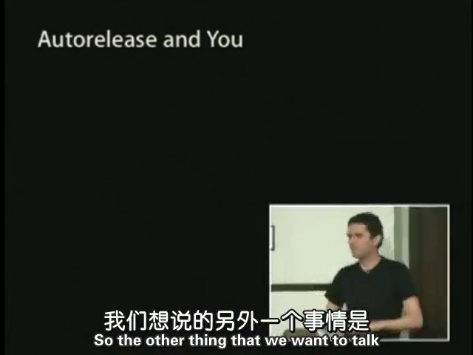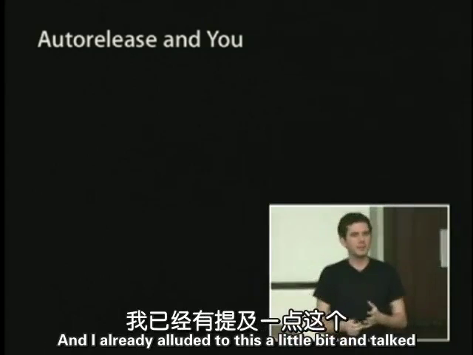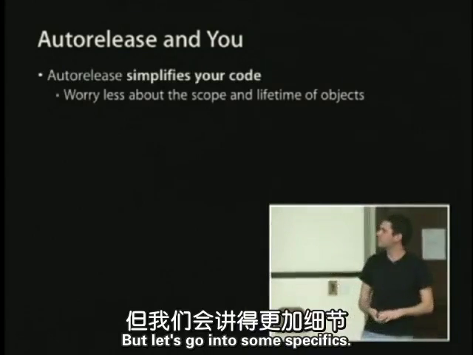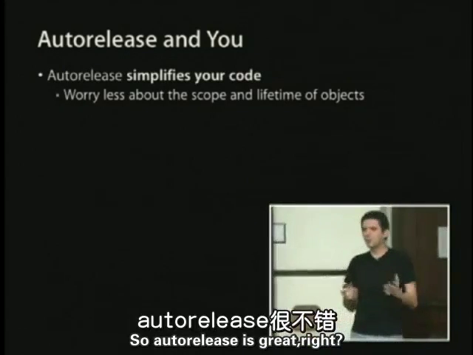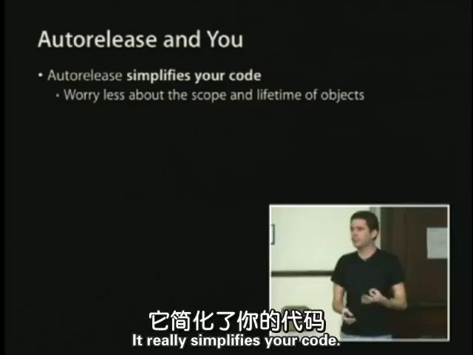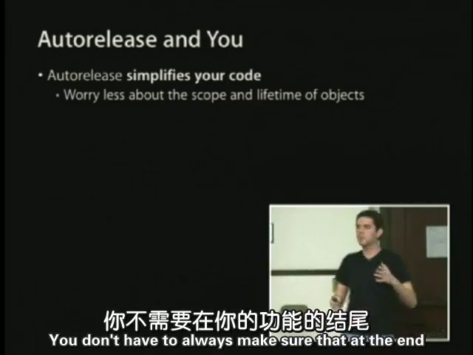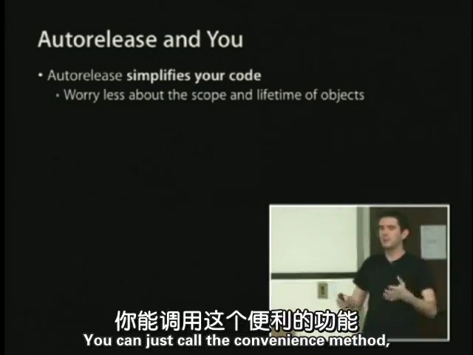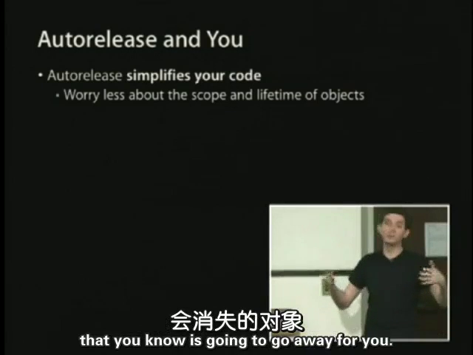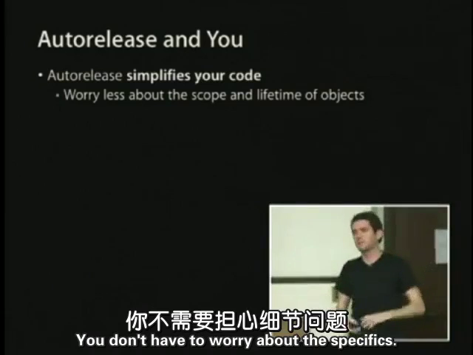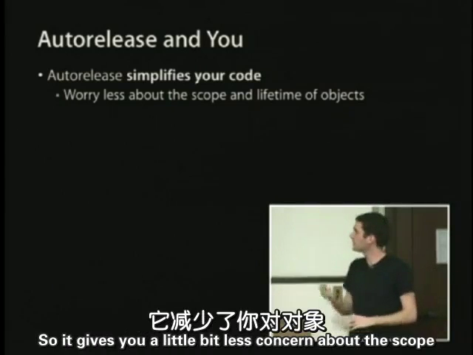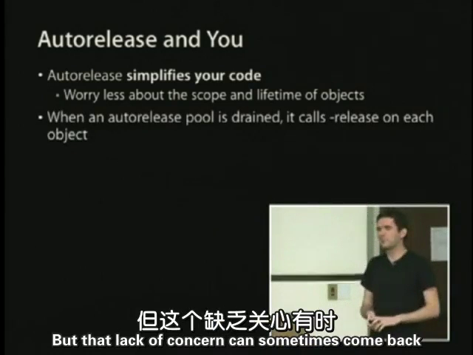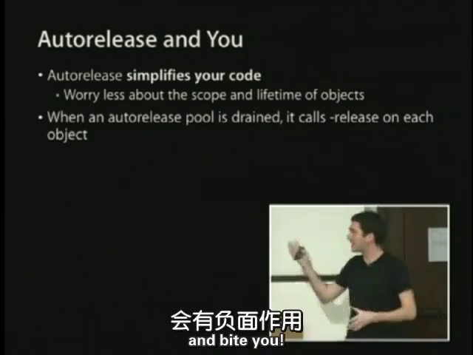Okay, so the other thing that we want to talk about here is auto-release. I already alluded to this a little bit, but let's go into some specifics. So auto-release is great, right? It really simplifies your code. You don't have to always make sure that at the end of your function you call release. You can just call the convenience method, and you'll get back an object that you know is going to go away for you. So it gives you a little bit less concern about the scope of the lifetime of objects. But that lack of concern can sometimes come back and bite you.